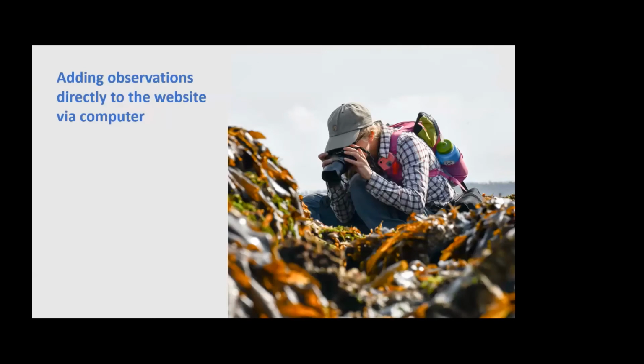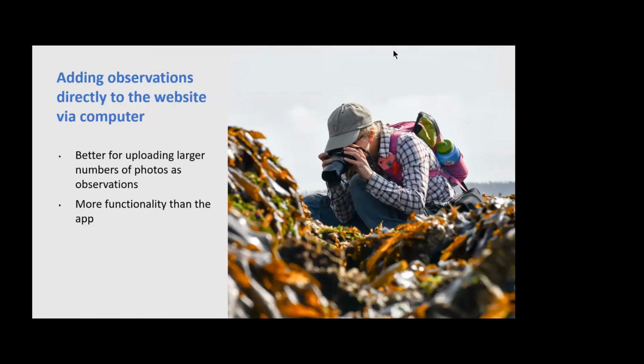Another method of adding observations is via the website using a computer. This method is better when you're working with larger numbers of photos. The website itself also has more functionality than the app for exploring other observations, projects, users, and information on species. This method also allows you to add old photos that may be sitting unused on your hard drive, unseen by anyone except maybe occasionally you.